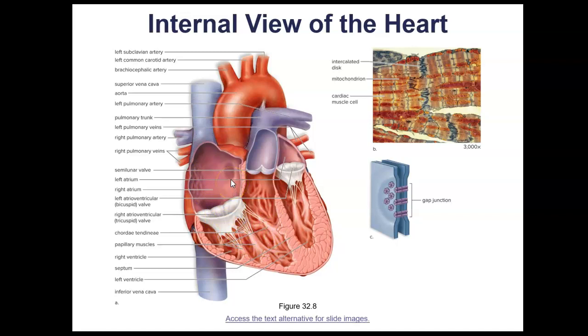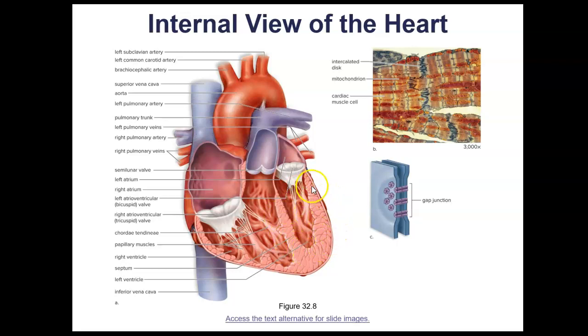Let me start over. The blood flows from the right atrium through the tricuspid valve into the right ventricle. And then you can see very clearly how it flows past the pulmonary semilunar valve into the pulmonary trunk, and now into the pulmonary arteries and to the lungs. It's going to pick up oxygen in the lungs, come back to the heart through the pulmonary veins into the left atrium, and pass through the bicuspid or mitral valve into the left ventricle.